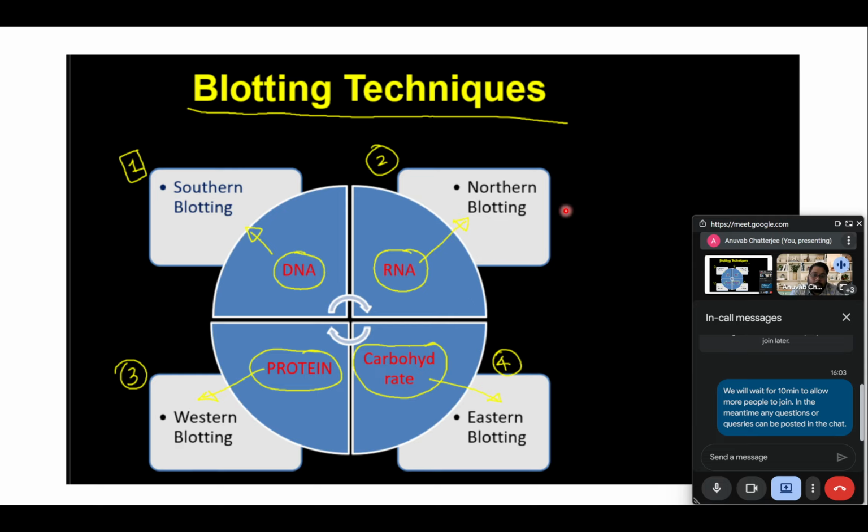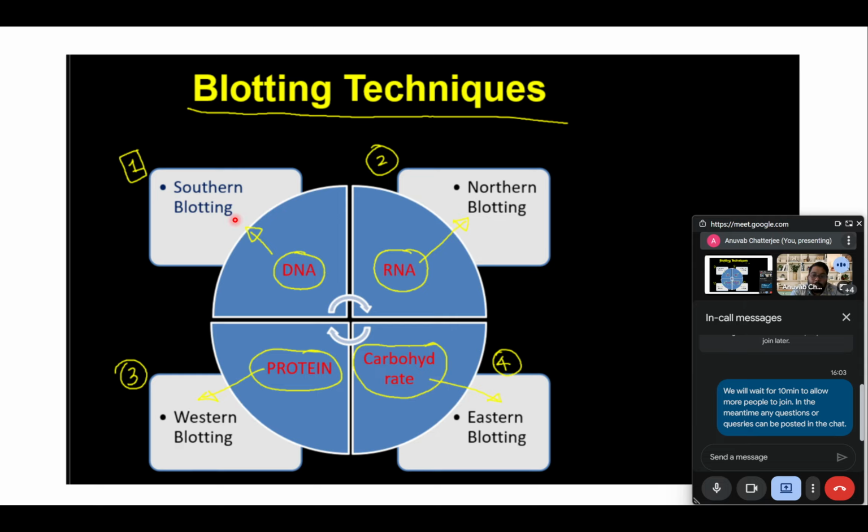A similar technique is known as northern blotting, where you want to find if a specific piece of RNA is present or not. This is majorly used to detect if your mRNA of interest is being expressed in the cells that you are probing. And if, say, gene A is present, then you should see a blot. Third is when you try to figure out if your tissue or cell of interest has a particular protein, which is known as the Western blot. And finally, there is carbohydrate and Eastern blotting.